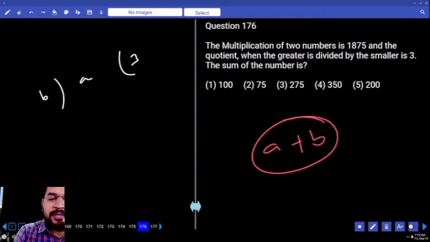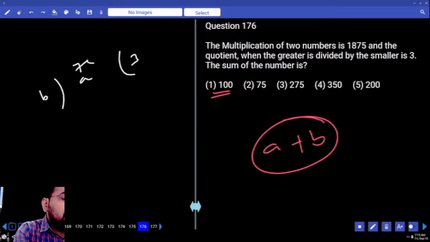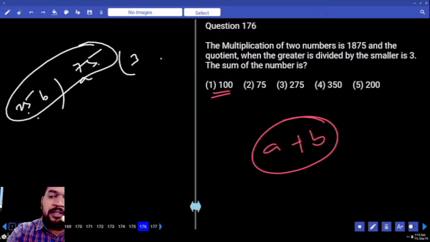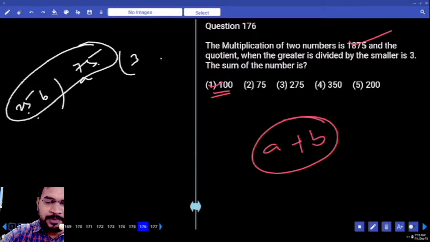Let's take an assumption. Take the sum as 100. So if the greater one is 75 and the smaller one is 25, the sum is 100. Is the quotient 3 or not? So 75 into 25 is nothing but 1875 only. Are you clear or not? So your answer is the first option itself.